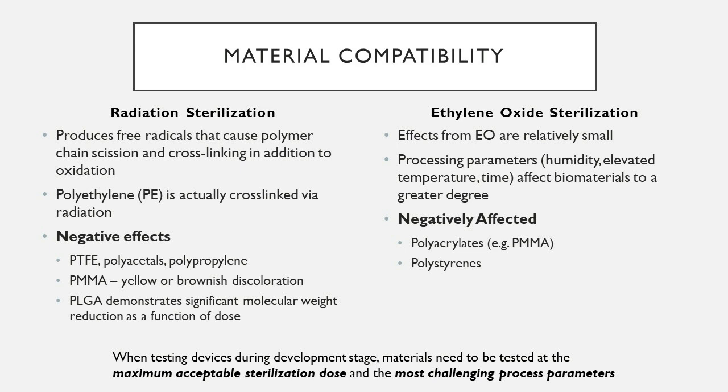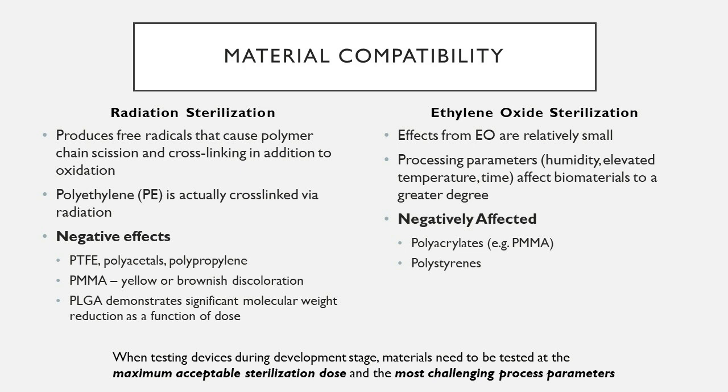Other polymers that are particularly affected by this are PTFE, a fluoropolymer like the brand name Teflon, then polyacetals, and polypropylene. PMMA experiences less bulk property change than it does this sort of degradation that produces a yellow or brownish discoloration. Of course, this material is commonly used in intraocular lenses, so you do not want discoloration associated with this particular polymer. PLA also demonstrates significant molecular weight reductions because the radiation will actually scission those polymer chains.